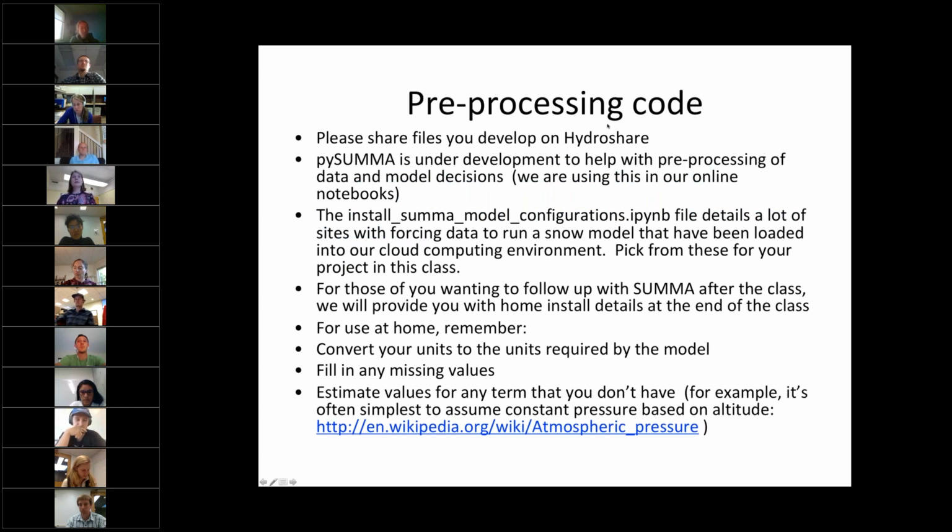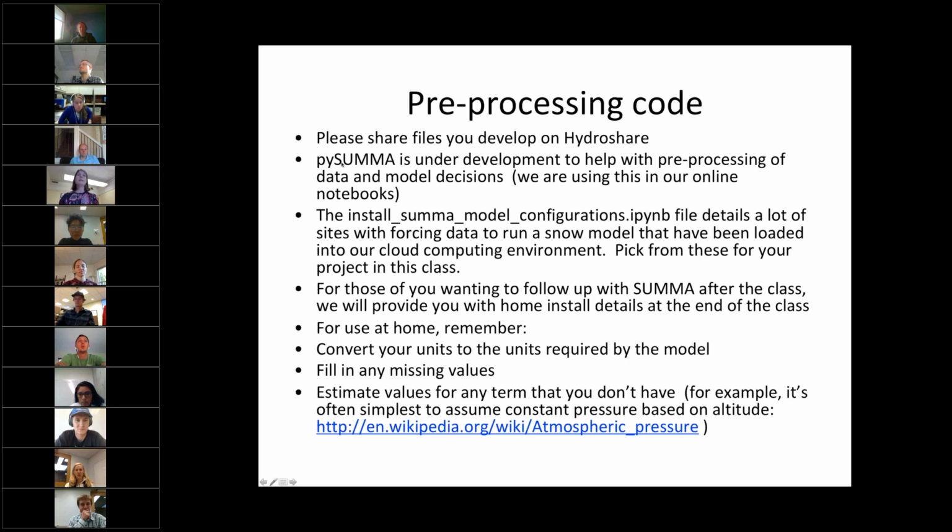So just to summarize the getting data ready, the first thing is that all the data you need for this class are already up there. So if you're feeling overwhelmed, you don't need to. I'm going through this because I want people to be able to go run their own favorite site in the future if they want to. If you develop great pre-processing code for SUMA, please share it.